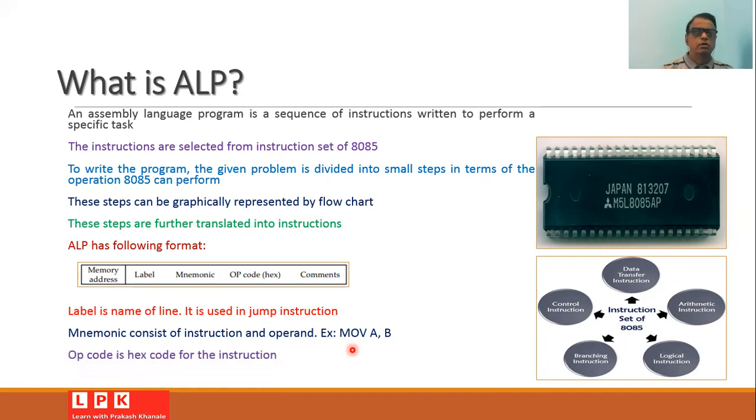Opcode is operational code. This operational code can be a hex code for the instruction. We know that 8085 has many different instructions, and for each instruction we have a certain operational code or hex code. And then we have a memory address. Memory address is the address where we store the operational code. And comments explain the purpose of the instruction. So it increases the readability of the program. Later on, when you read the same assembly language program, you will find that the comments are useful.